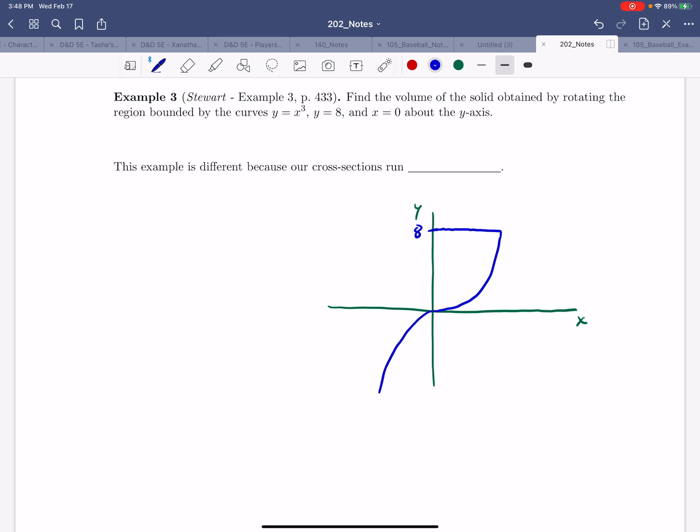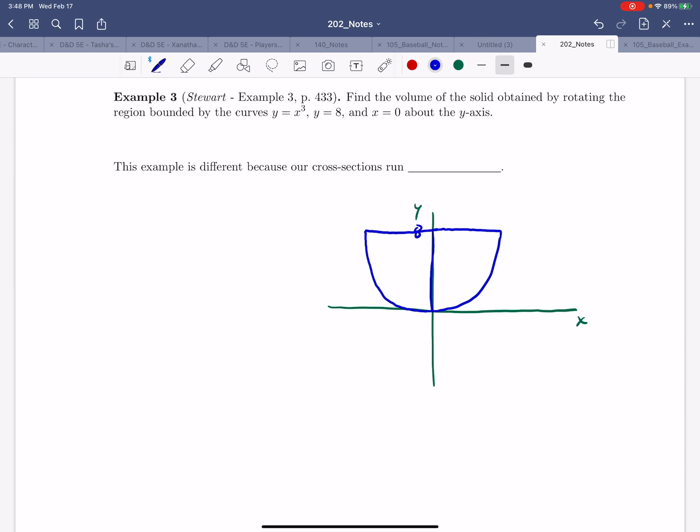Normally, x cubed goes like that. But since we've got x equals 0, we're cutting it off right here. Okay? Now we're rotating this about the y-axis. Maybe I'll make that a little steeper. The higher degree polynomials are a little bit slower in the uptake until you get to 1 or so, right?